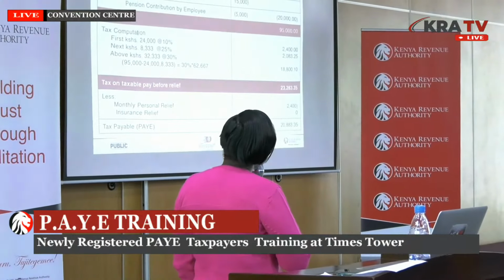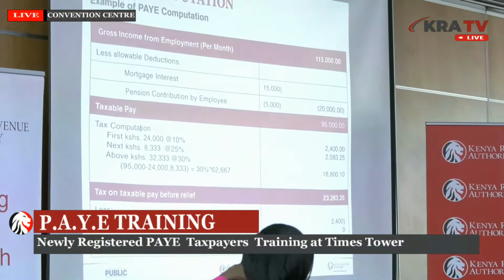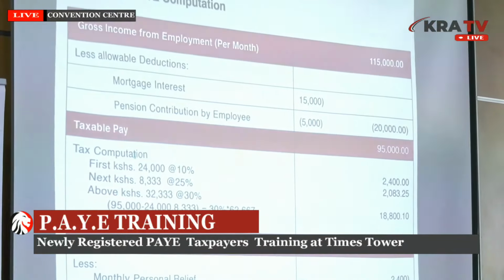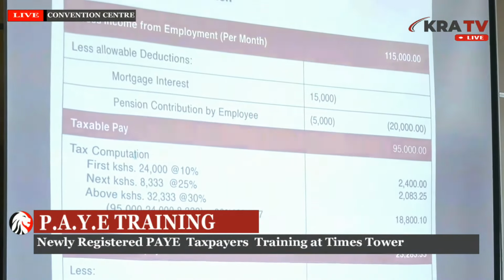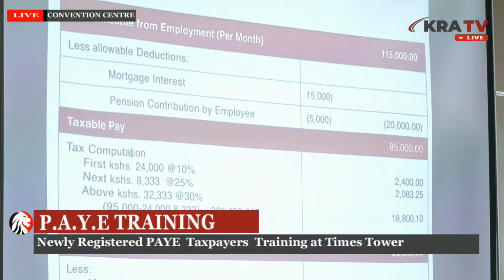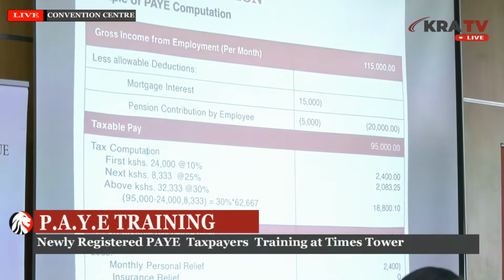All right, this one. We've said any amount over 32,000 is taxed at 30%. This person is earning 115,000 as the gross pay. We have allowable deductions, and now you can get the amount that you will subject to tax. We've said interest on mortgage for residential purpose. They want to build a house and they have applied for a mortgage. So it's the interest that they are charged on the mortgage that is deductible, not the premium that they pay towards reducing their mortgage.